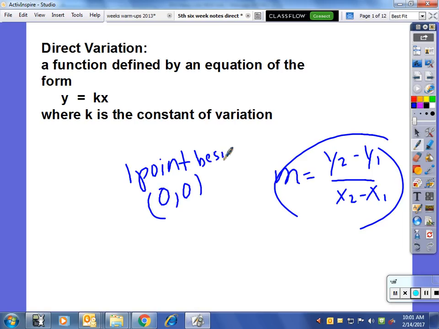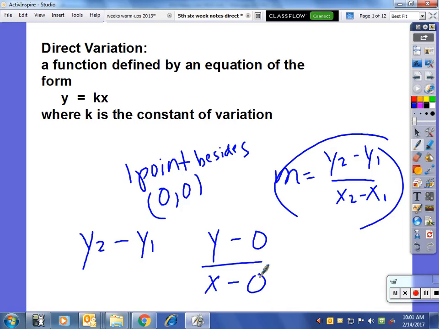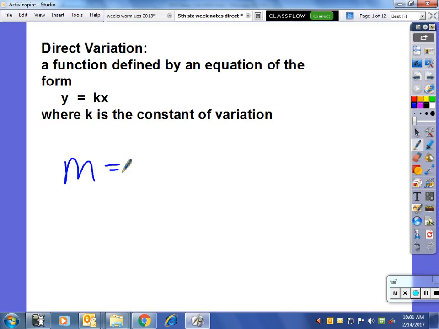So you need 1 point besides 0, 0. Instead of having to do y2 minus y1, you could just do y minus 0 over x minus 0. You always use 0, 0 as one of your points, and basically that means you don't even have to worry about that part. So guess what the slope is always? It's just y over x. This is the one time where slope doesn't have to involve subtraction. It's just whatever your y value is over whatever your x value is. Because really we are subtracting, but we're always subtracting the 0, 0 point.